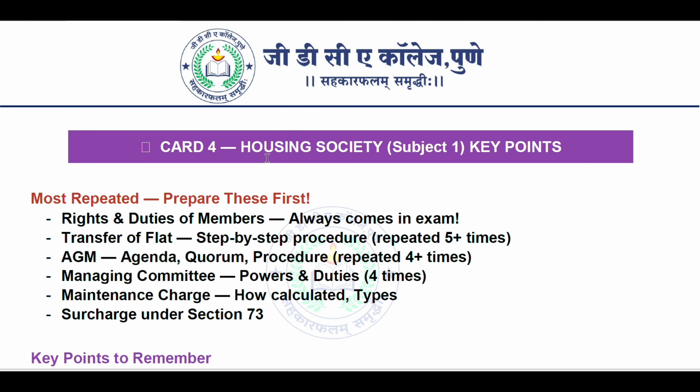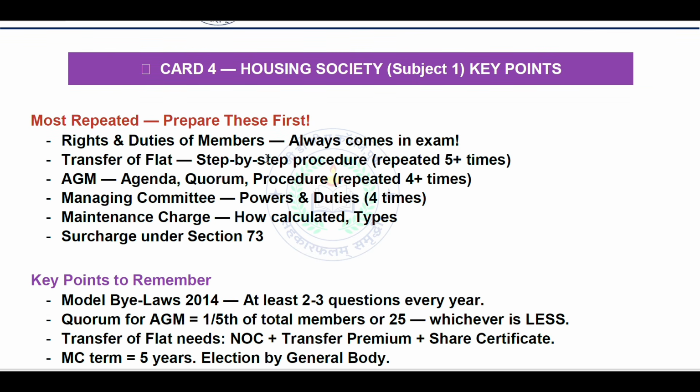So here is the actual flashcard for the first paper, which is paper number 1, subject 1. What are the key points most repeated to prepare first? Rights and duties of members always come in the exam. Transfer of flat, step-by-step procedure, repeated 5+ times. AGM, annual general meeting: agenda, quorum, procedure, repeated 4+ times. Then managing committee, powers and duties, asked 4+ times.